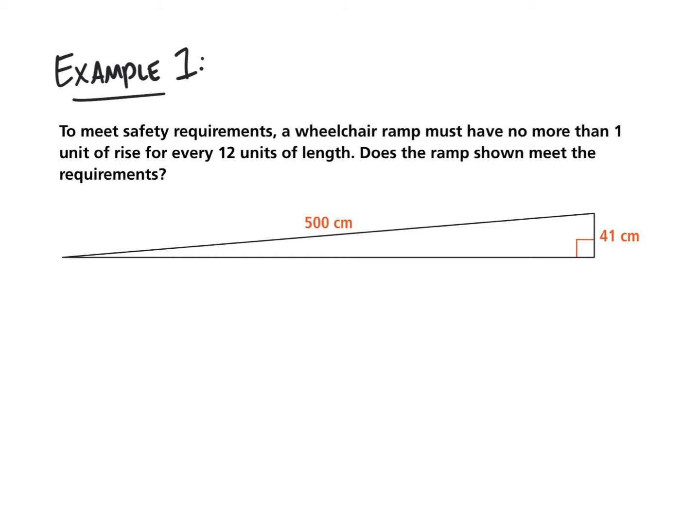So we're going to start off using our Pythagorean theorem, a squared plus b squared equals c squared. And this missing side I'm going to call b. So that would mean that this is going to be a, and that is going to be c, because we always know that c is going to be the hypotenuse, which is the side that's across from the right angle. So we're going to have 41 squared plus the missing side squared equals 500 squared.